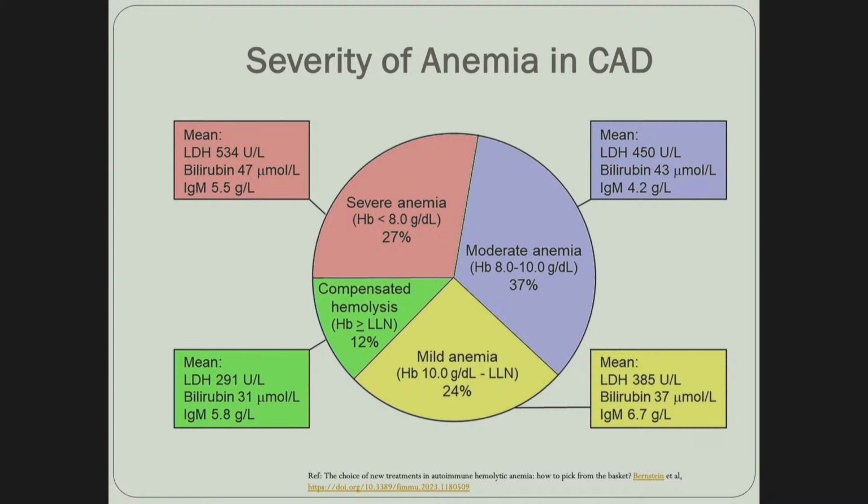This is regarding the severity of anemia in cold agglutinin disease. The hemoglobin level is inversely correlated with hemolysis: the more the hemolysis, the less the hemoglobin. But it doesn't correlate with the IgM levels. The values are around 6.7 in mild anemia, and 4.2 and 5.5 in severe anemia. So the IgM level doesn't correlate with the level of hemolysis in cold agglutinin disease. In some cases where compensated hemolysis happens, even the LDH and bilirubin levels will be on the lower side only.